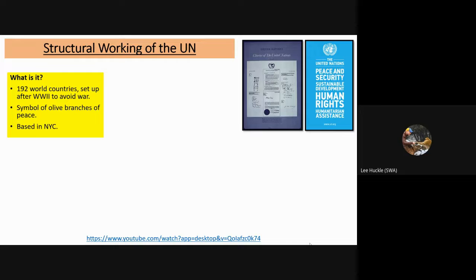So what we then looked at, again, this was a summary because we'd already looked at this briefly in the globalization unit, is what is the United Nations? Now, just bear with me 30 seconds.